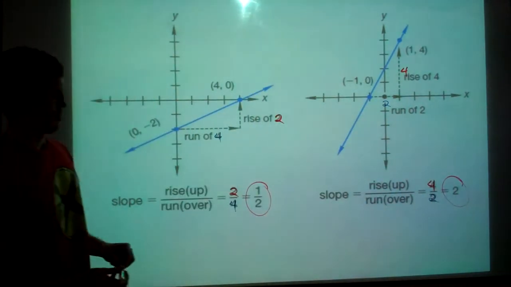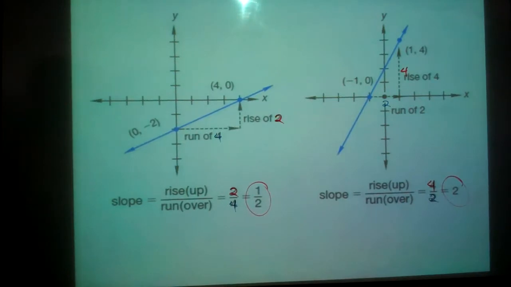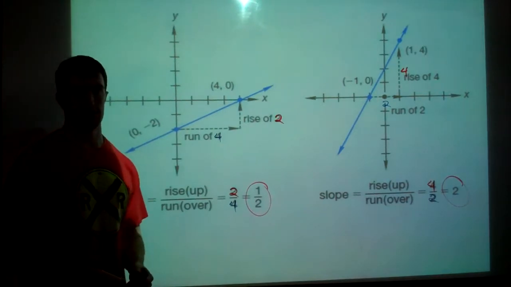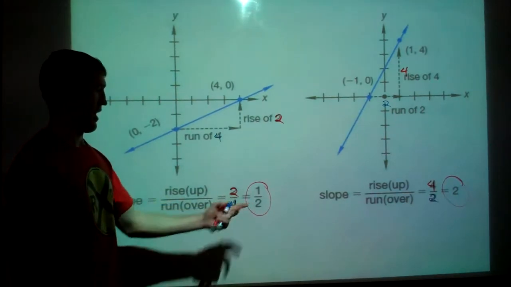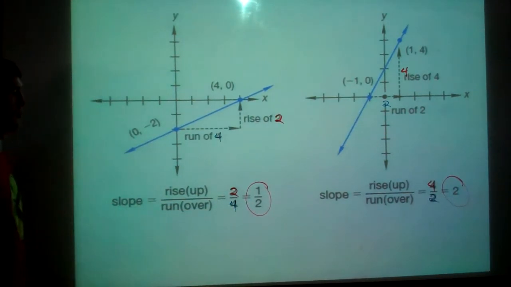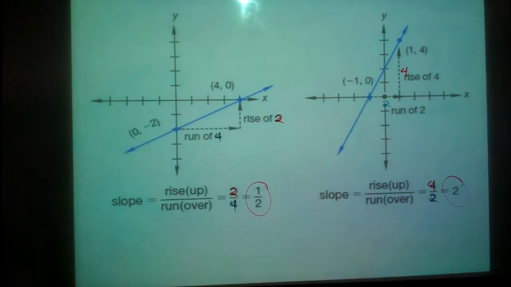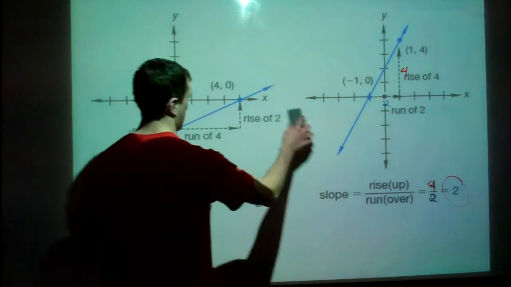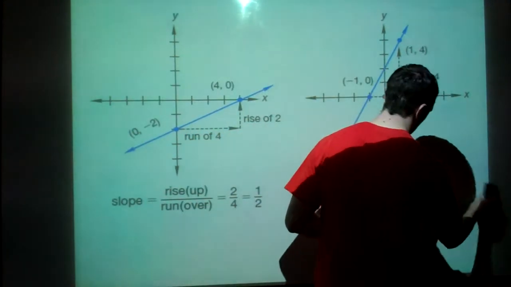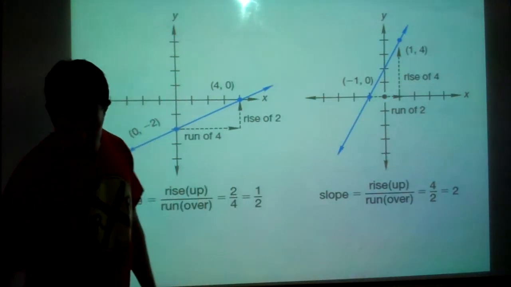Okay? So the graphs themselves show us which one's steeper, but also when we compare the slopes, the bigger number you have, the steeper that slope's going to be. So 2 is bigger than 1/2, so we should have a steeper slope for the one with the bigger number. Alright? So that's how we find the actual slope, using numbers and points.